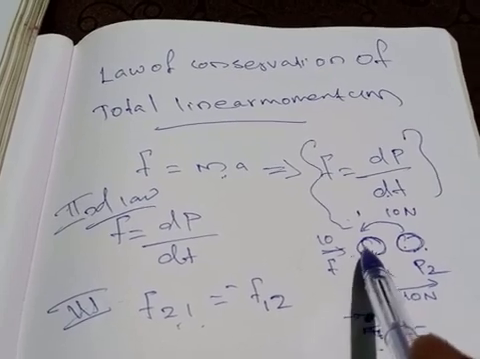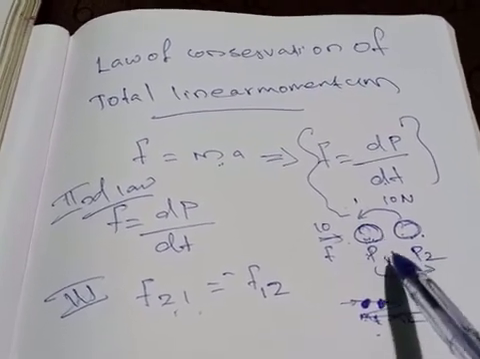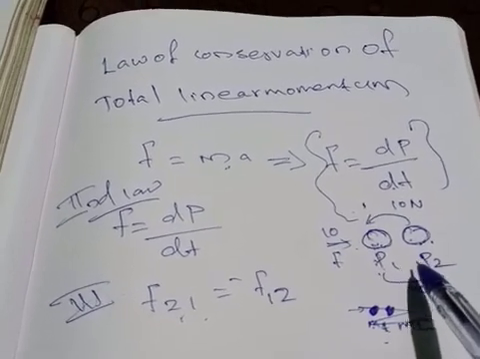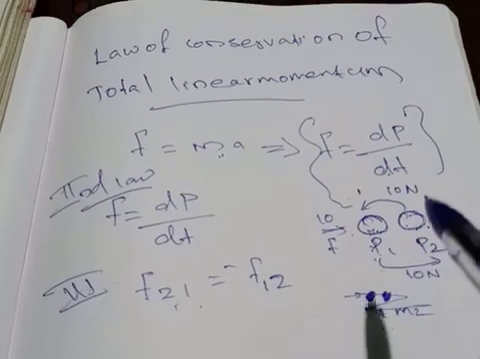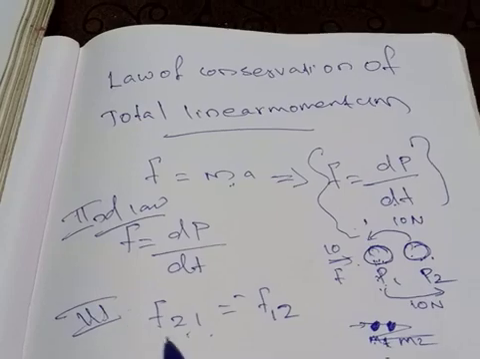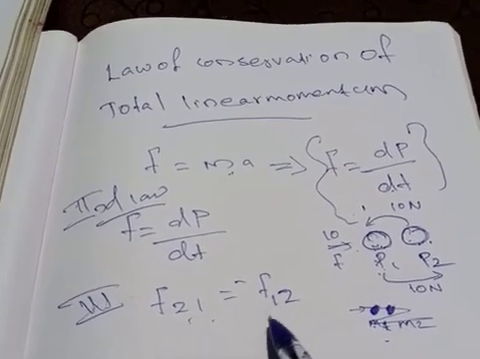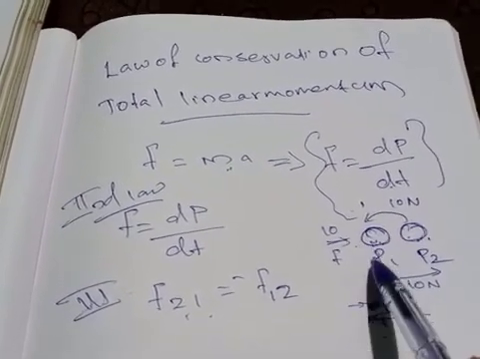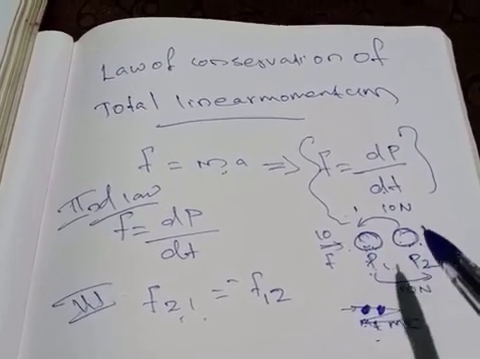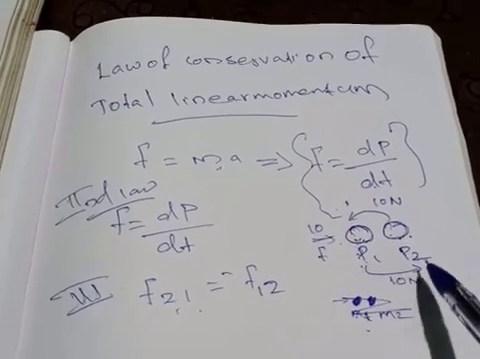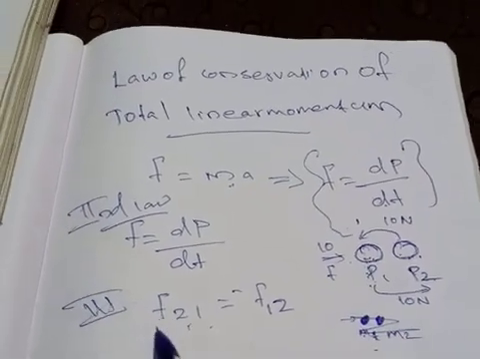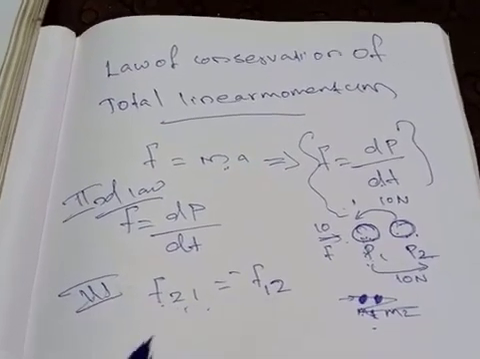What is happening is that two particles interact with each other. Here you can see two particles P1 and P2 interacting, and they are exerting equal and opposite forces. So F21 is equal to minus F12. This particle 1 is exerting some force on particle 2, and the same equal force is exerted by particle 2, but in the opposite direction. That is what we are taking: F21 is equal to minus F12.